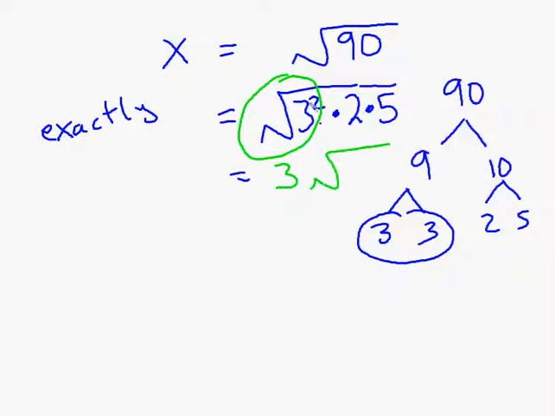So notice it came out, right? Because I did that square root. And the 2 and the 5, I can't do that square root. So this ends up being my final answer. Let's try one more, exactly.